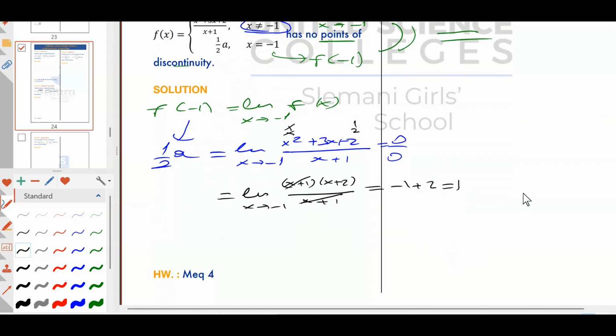So the value of the limit on the right is 1, while the value of the function on the left is 1 over 2a. You need a alone, so let's do cross multiplication. So a is equal to 2 times 1, 2. So that's the value of the unknown. Alright? And there is one more similar question.